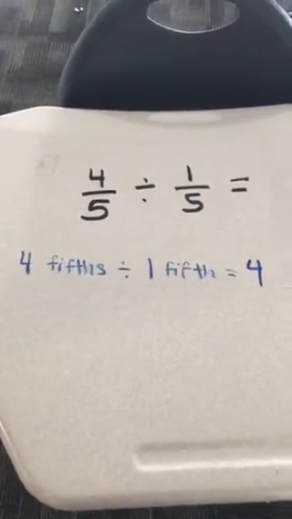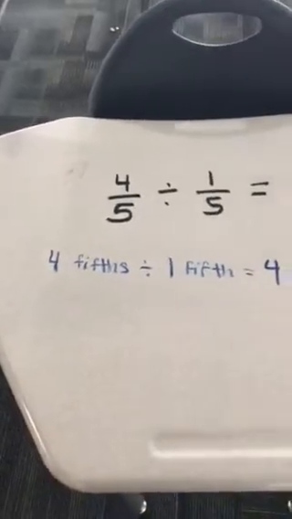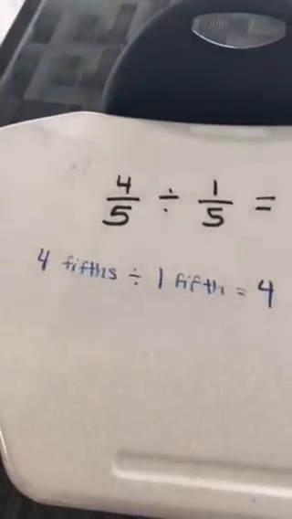Next, we're going to go ahead and draw a tape diagram for this problem. Let me grab a different color marker. When we're drawing a tape diagram, we always start with our dividend, the first number. That's the number we're dividing. So I'm going to draw a picture of 4/5 using a tape diagram.